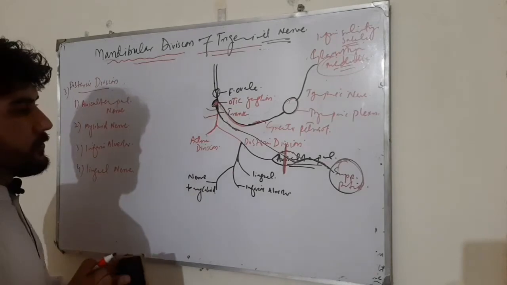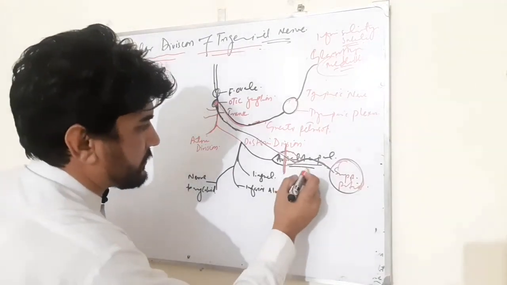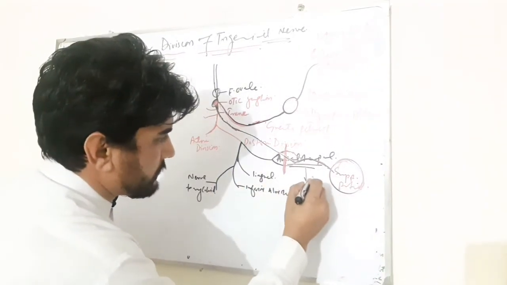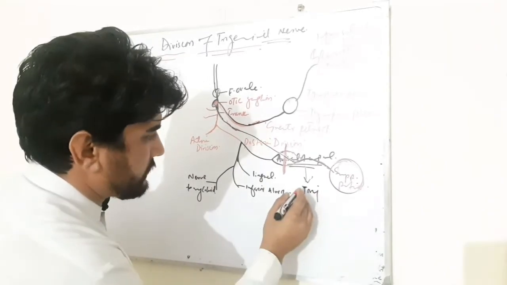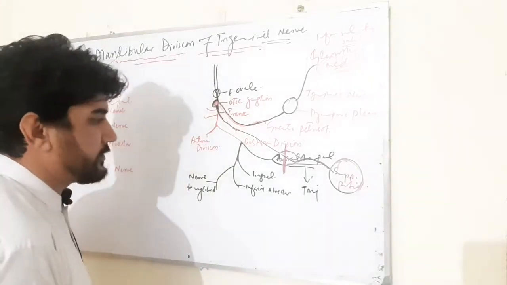So this is about the auriculotemporal nerve, which supplies the parotid gland as well as the TMJ region and the skin of the TMJ area.